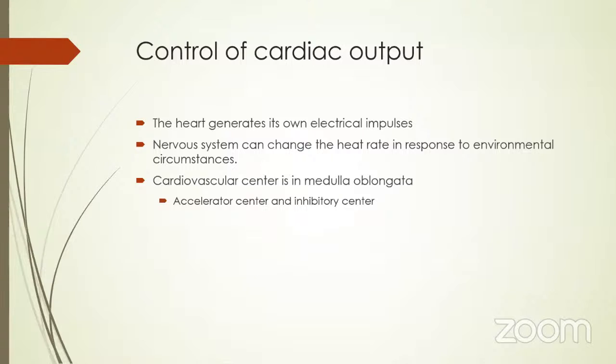So regarding the control of cardiac output, the heart usually generates its own electrical impulse, but there is some modulation by the nervous system in response to environmental changes to change the heart rate and the cardiac output. The cardiovascular center is located in the medulla oblongata. It has two centers, an accelerator center and an inhibitory center.